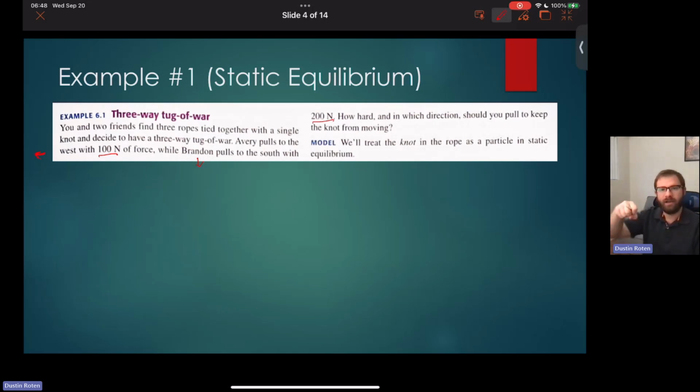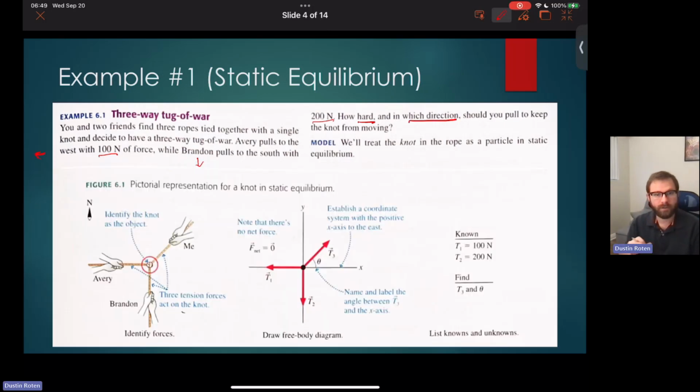So essentially, we want to keep the knot over the origin on this free body diagram. We need to know the magnitude, how hard, and in which direction. So we also want to know the angle theta. All right, well, we read the problem. Next, we need to model.